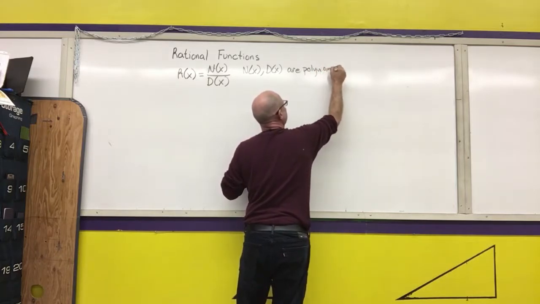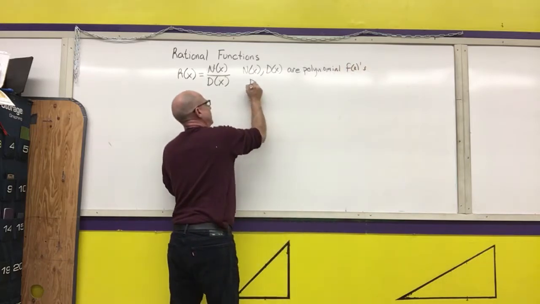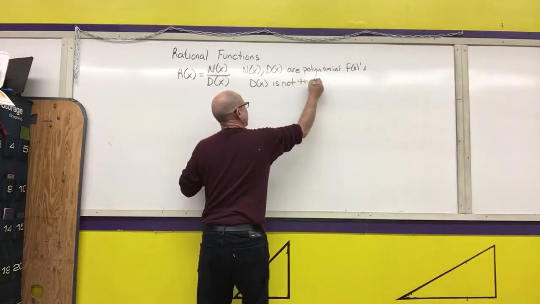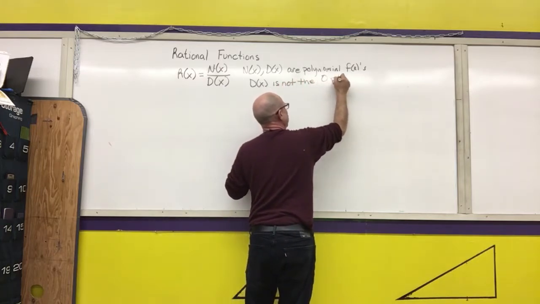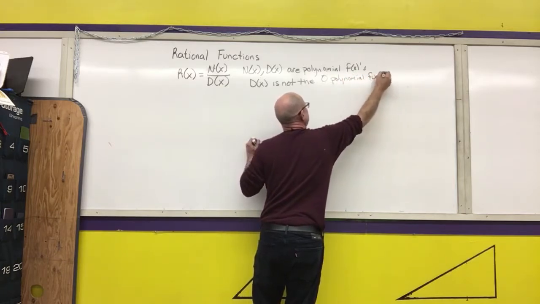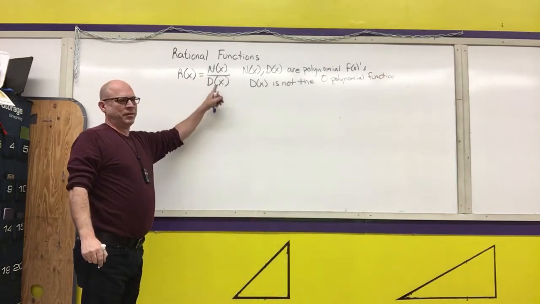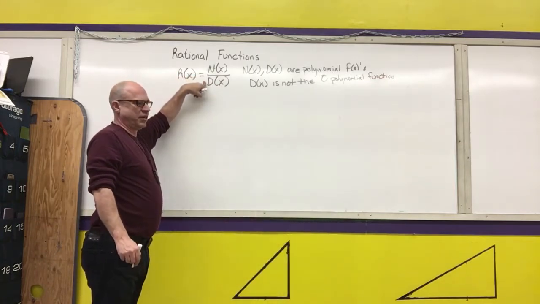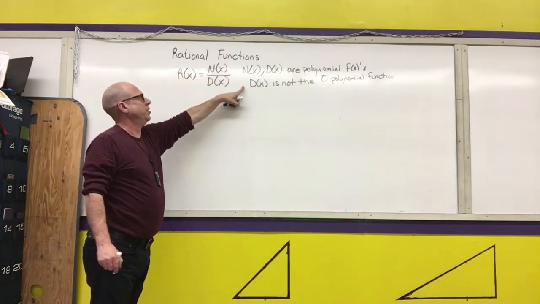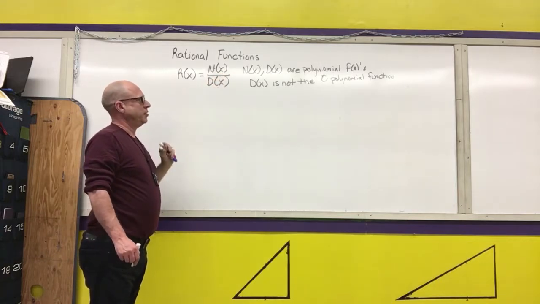Polynomial. And D of x is not the zero polynomial function. It's okay to get some zeros, but it won't be okay to get zeros in here. We're going to figure out what that means, but this cannot be identically equal to 0. For example, a polynomial over 0 is not a rational function.